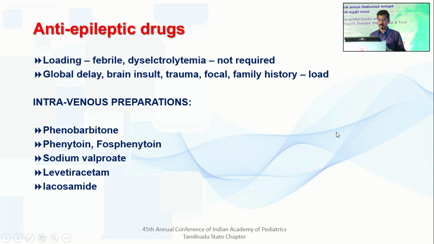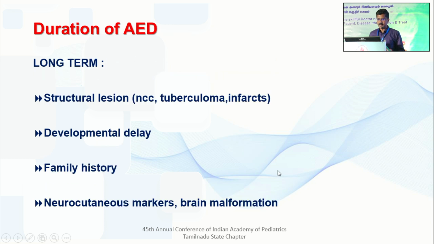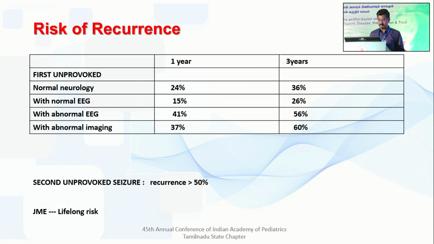Anti-epileptic loading is not needed when you suspect a simple febrile seizure or electrolyte disturbance. If there is associated global delay, brain insult, trauma, focal seizures, or family history, you can load with anticonvulsants. You have a lot of choices now: phenobarbital, phenytoin, valproate, levetiracetam, lacosamide, or even brivaracetam IV is available now. Regarding the duration of AED, long-term AED is needed if you suspect a structural lesion, developmental delay, family history, neurocutaneous markers, or brain malformation.